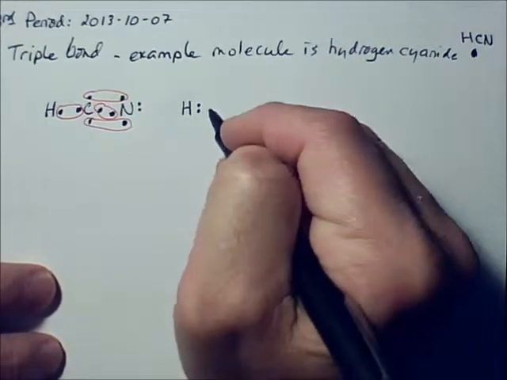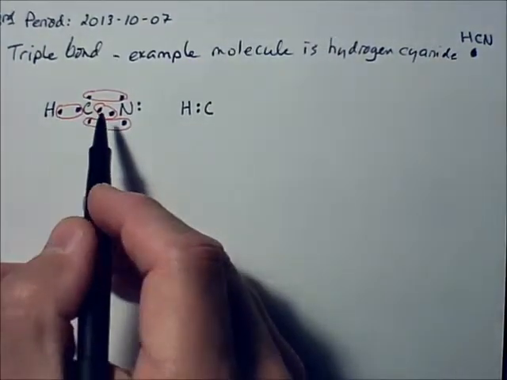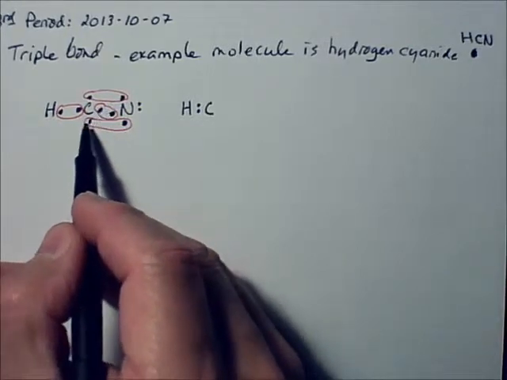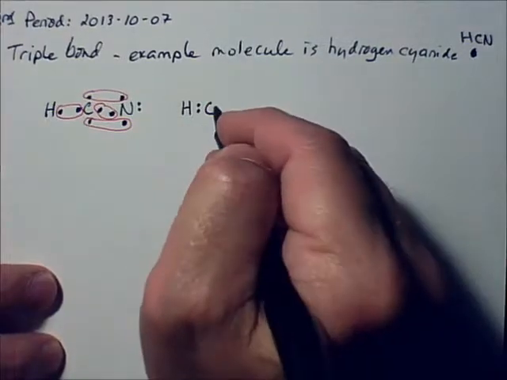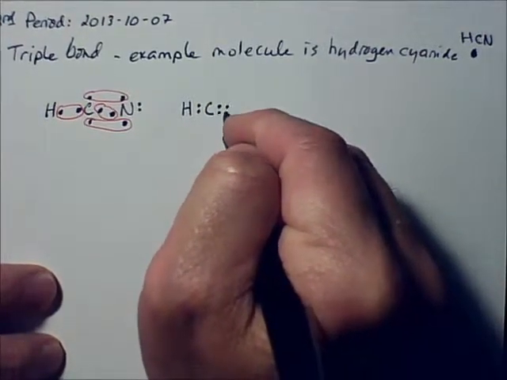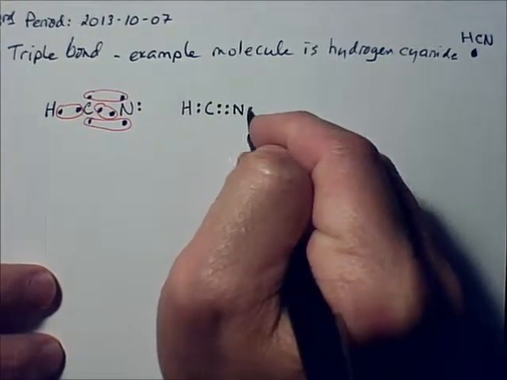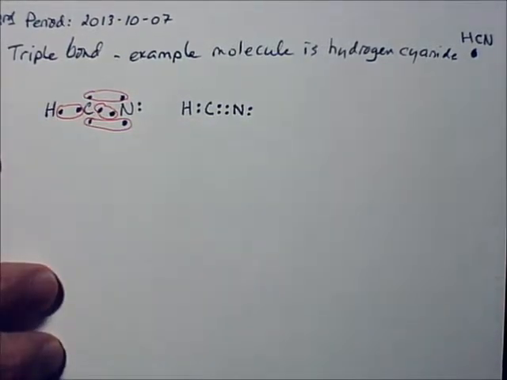So there's 2 electrons between hydrogen and carbon. But now there are 1, 2, 3 pairs of electrons between the carbon and the nitrogen. And the way that you show that is kind of a rectangle. Okay, so there's our Lewis formula, or Lewis dot formula, really.